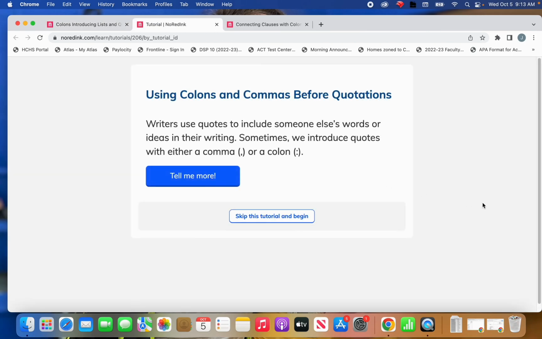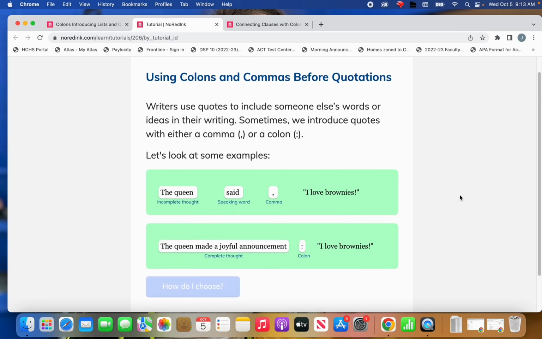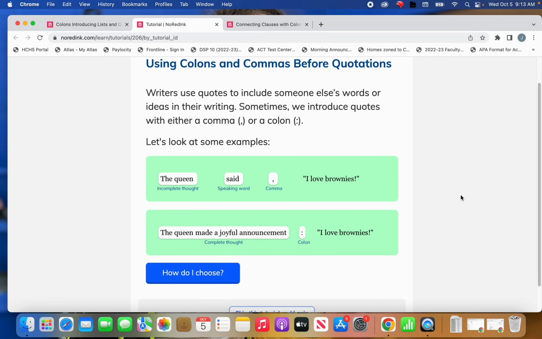Writers use quotations to include someone else's words or ideas in their writing. Sometimes we introduce quotes with either a comma or a colon. Typically right now you are all probably used to introducing them with commas, but it can also be done with a colon. So if we look at some examples, the Queen said, comma, I love brownies. Or we could have the Queen made a joyful announcement, colon, I love brownies.